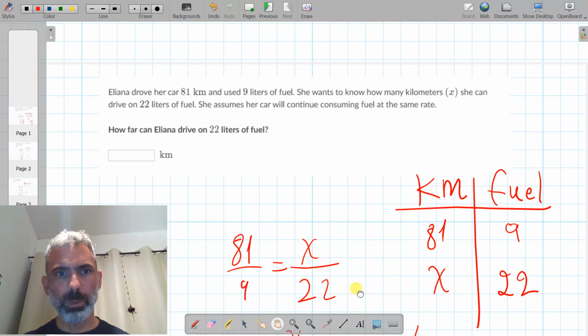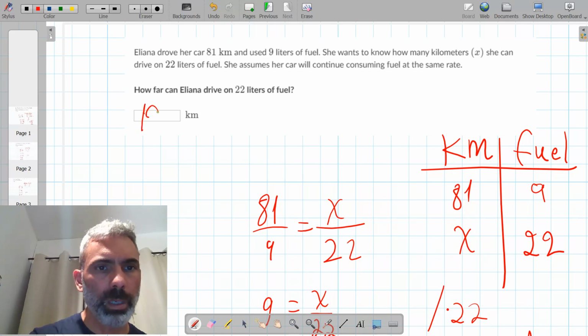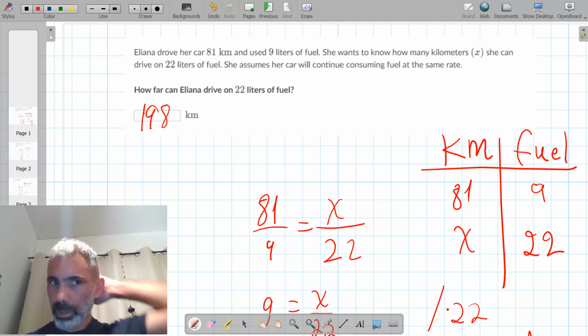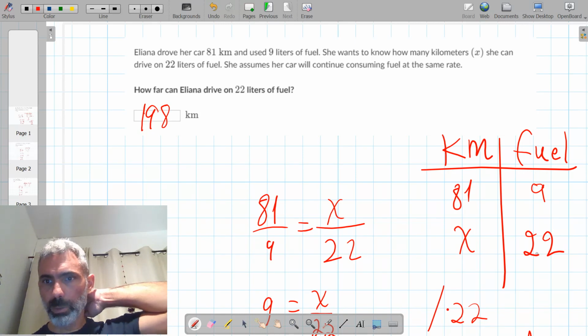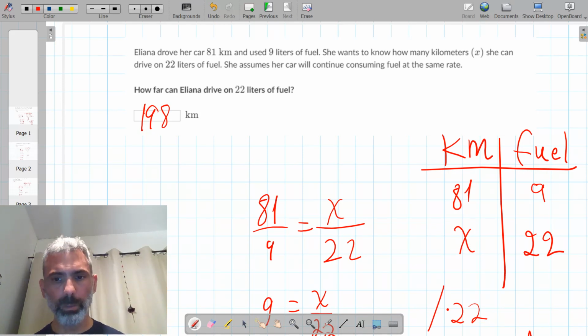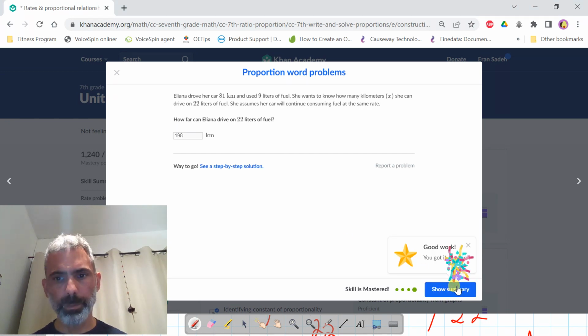the answer is 198 kilometers. X equals 198 kilometers. So on 9 liters of fuel, she can go 81 kilometers. On 22 liters of fuel, she can go 198 kilometers. Okay, makes sense. Good.